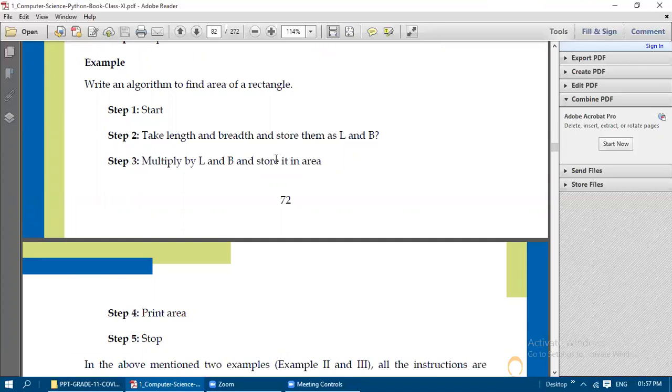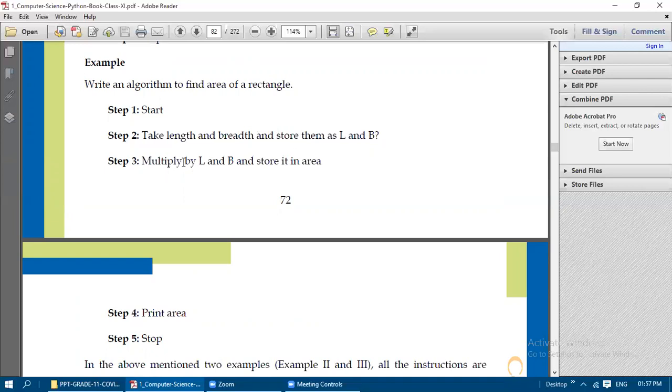A rectangle consists of two equivalent opposite sides, and only two sides are equal. Left and right will be equal, and top and bottom will be equal in the rectangle. So we need to take a length and breadth and store them as L and B. The length value and breadth value you need to take for the rectangle should be stored in variables: length in capital L, breadth in capital B.